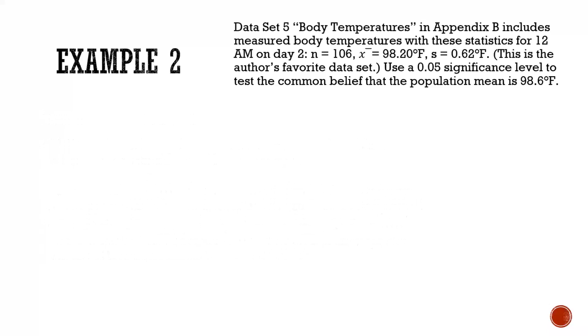So step 1, everybody, is to write the original claim. What's the person thinking, right? So this is the more interesting one, right? They are testing the common belief, right? This one's different. So notice they're saying test the common belief. So that means that this author just doesn't believe this study. So this is for the first time.